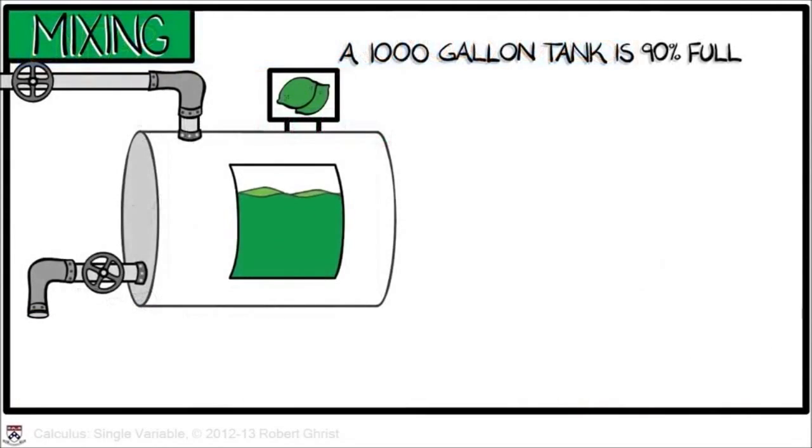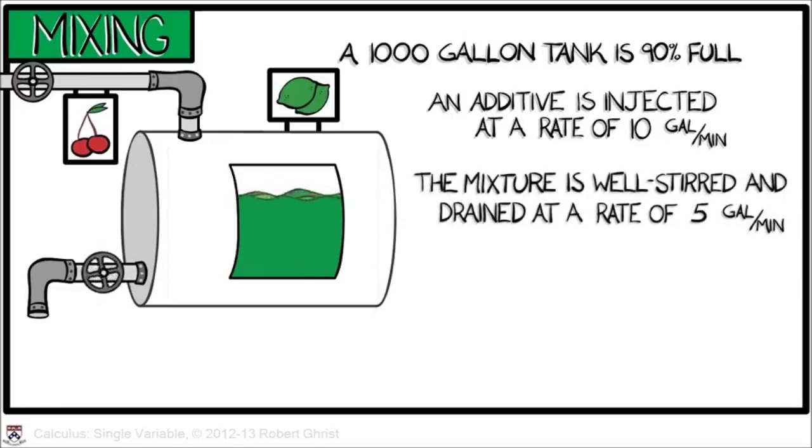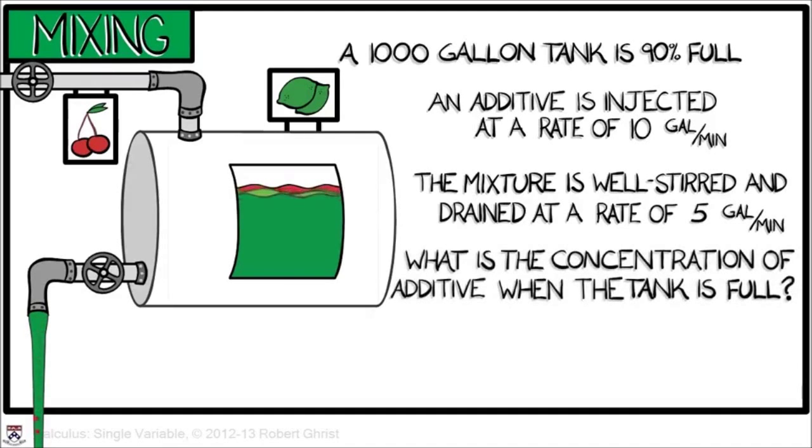Let's demonstrate this formula in the context of a mixing problem. Assume you have a tank that holds 1,000 gallons and is 90% full. An additive is injected at a rate of 10 gallons per minute. The solution is mixed well and then drained out at a rate of 5 gallons per minute. The question is, what is the concentration of the additive at that moment when the tank is full?